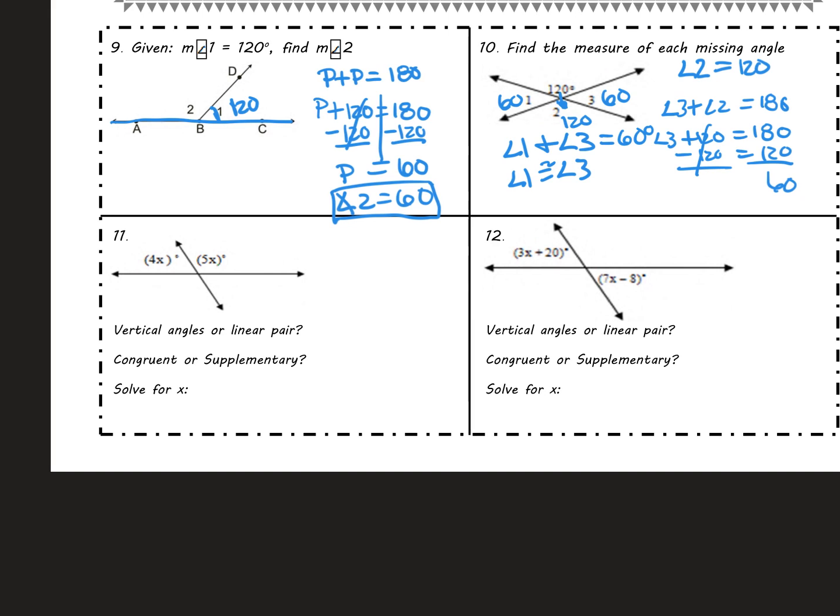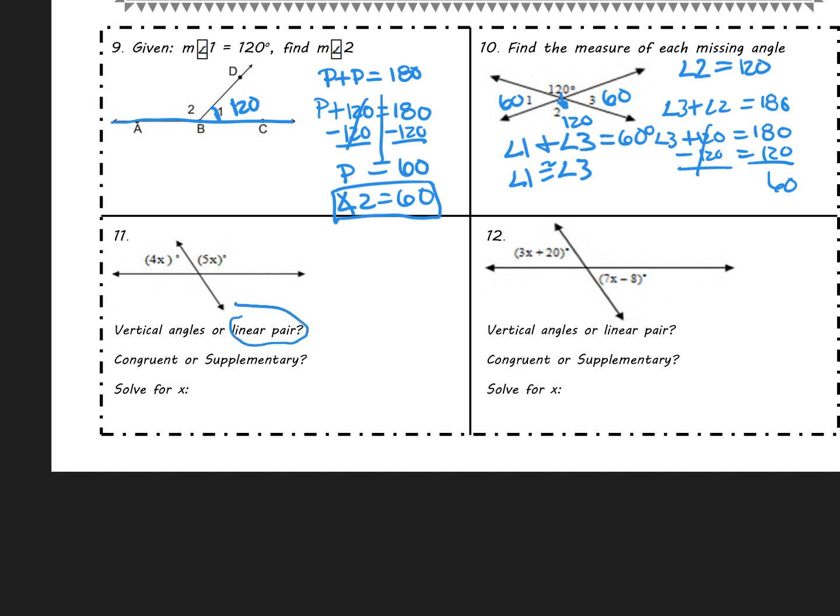All right, moving on to the last two questions, question 11 and question 12. So now we need to assess, are we dealing with a vertical angle or a linear pair? So you should be able to see that these are right next to each other, therefore it makes it a linear pair. And so we need to ask, are these angles going to be the same, so congruent, or are they going to be supplementary? So linear pairs, we have to remember that these are supplementary always. And our formula for linear pairs is going to be the part plus part equals 180.